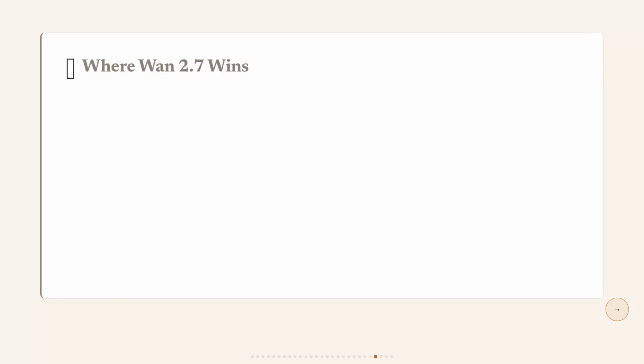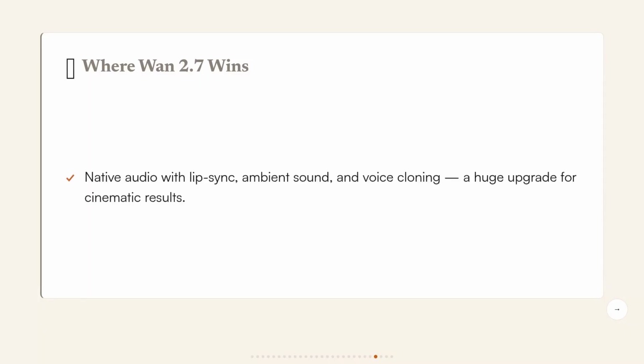WAN 2.7 wins on everything that shows up in the final output. It scores 1094 ELO versus 895 on the image to video arena. It adds lip sync, ambient sound, and voice cloning on top of native audio, and its thinking mode plans the generation before it starts so complex prompts actually land.